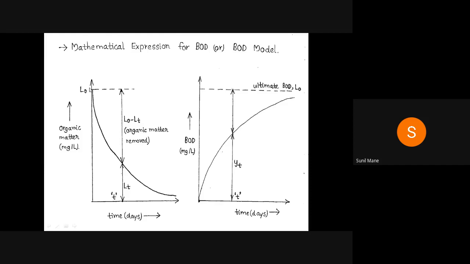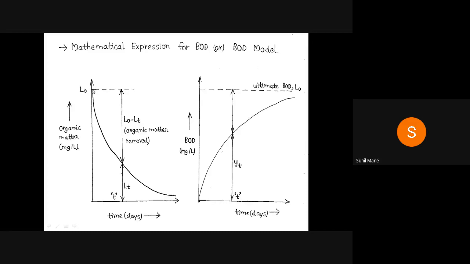So here you can say at L0, at this particular point, at time 0, L0 means the maximum organic matter present. Whenever the maximum organic matter has been consumed, that means what? Ultimate BOD. That means maximum BOD has been available at this point. That is why it is called BOD ultimate, or BOD subscript U, right? So if BOD subscript U is written, it means the ultimate BOD is present over there.